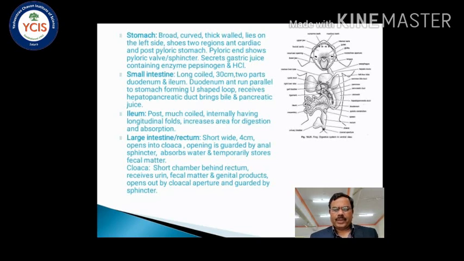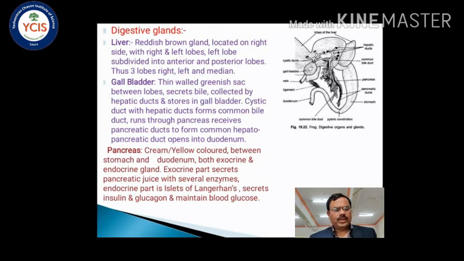The second portion of the digestive system of the frog is the digestive glands. There are two digestive glands as usual. The first one is the liver and the second one is the pancreas. The liver is the largest digestive gland. In the frog, it is a reddish brown gland located on the right side of the body cavity with right and left lobes. Further, the left lobe is subdivided into anterior and posterior lobes. Thus, in the frog, the liver shows three lobes, right lobe, left lobe and median lobe. The liver is useful for the secretion of bile.